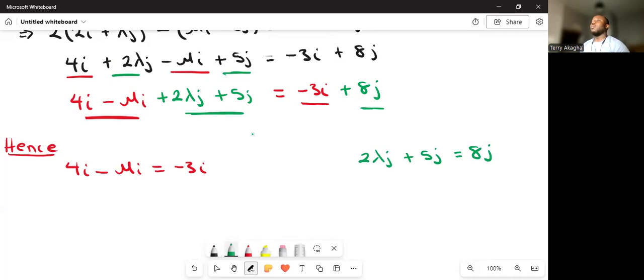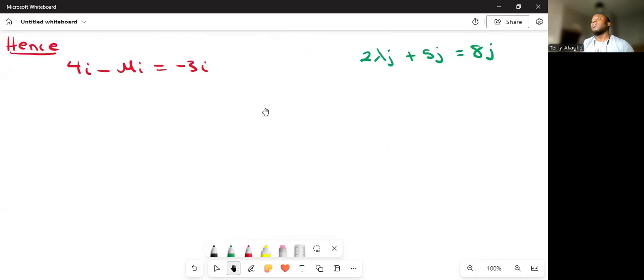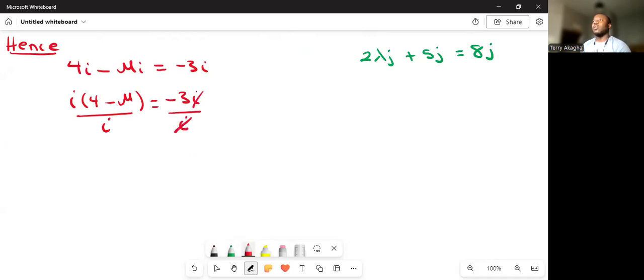Okay, so we're going to solve the ones on the right to get for the mu, and I'm going to solve the ones on the left to get for the lambda. So let's go. I'm going to start with the right. What is common here is i, and we then have 4 minus mu will be equal to minus 3i. To get rid of the i's, you divide both sides by i. So this will cancel this. We now have 4 minus mu is equal to minus 3.